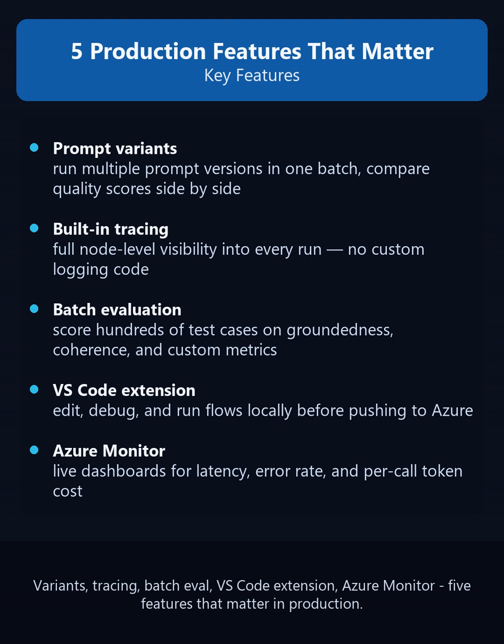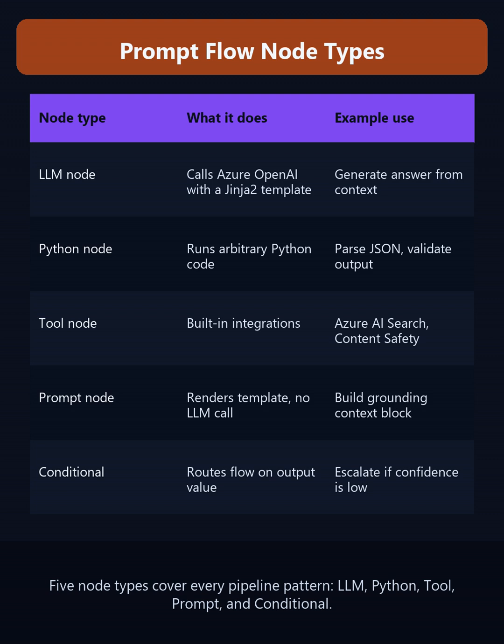Prompt Flow has 5 node types. LLM nodes call language models with a Jinja2 template, your chosen model, temperature, and max tokens. Python nodes run arbitrary code for pre- and post-processing. Tool nodes call built-ins like Azure AI Search or Content Safety. Prompt nodes render templates without an LLM call. And conditional branches route flow based on output values.